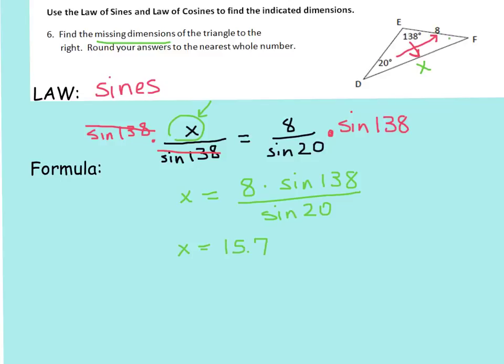15.7. X is by itself. I don't need to take a square root. I don't need to do inverse sine because it's just plain x that I was looking for. I have found what the side measures.